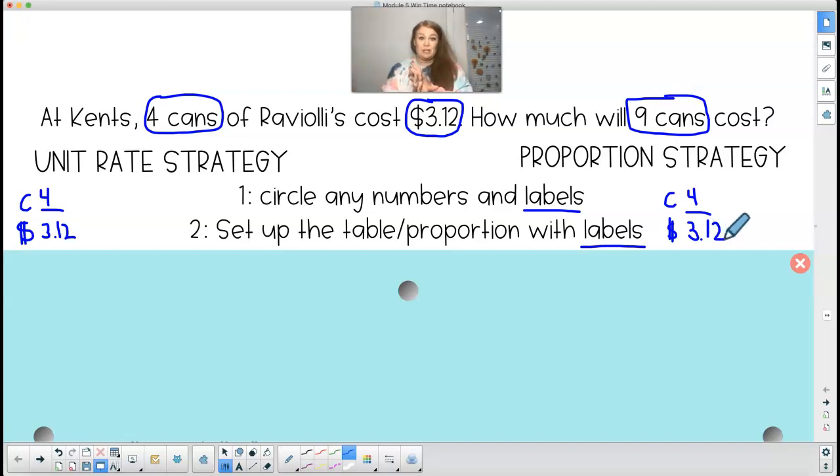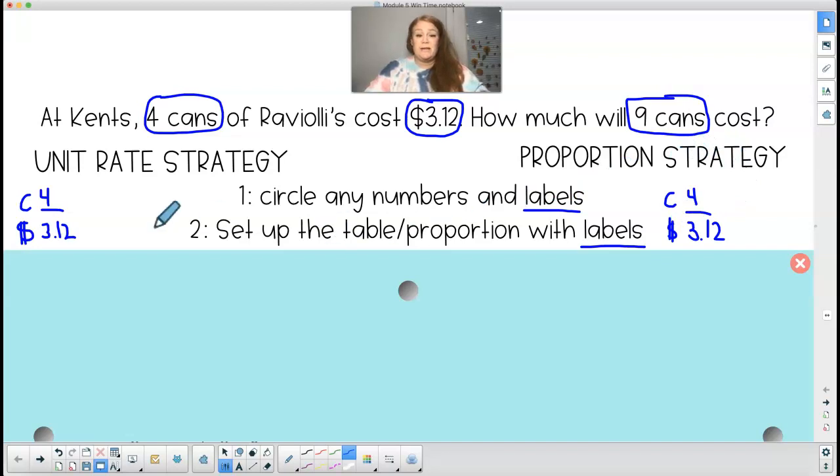So we want to make sure that every time I'm talking about cans, it's going on the top. And every time I'm talking about the money, it's going to go on that bottom level. And it doesn't matter where you put them as long as everything matches. So we're setting up our table.